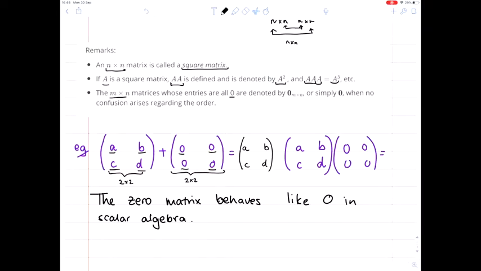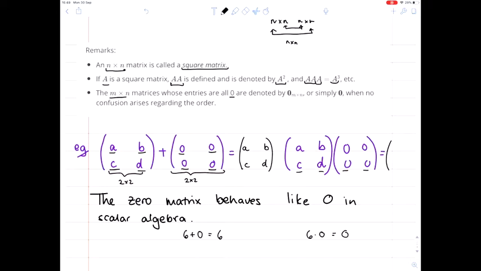So just as in normal arithmetic, if you have 6 plus 0, you get back 6. In matrix algebra, if you add the zero matrix, you just get back the original matrix, assuming that your zero matrix has the same dimensions as the other matrix, so you can actually add them together. And in ordinary algebra, if you took 6 times 0, you would end up with 0. And if you take the zero matrix of the appropriate dimensions for some other matrix and you multiply them together, you end up with the zero matrix as well.